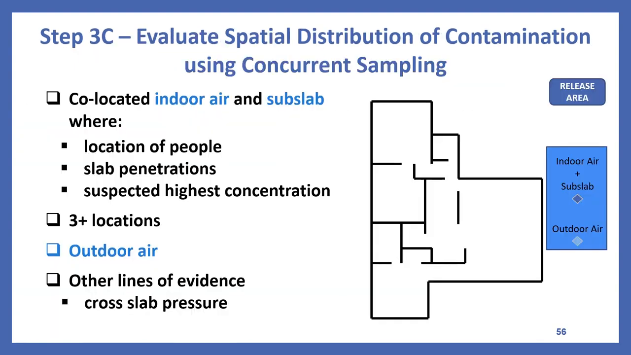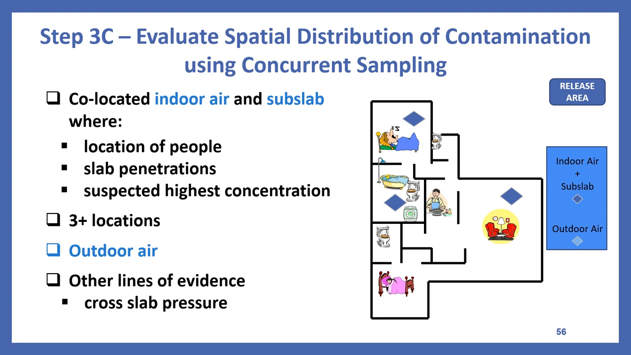Next is Step 3C, which is evaluating the spatial distribution of contamination inside and beneath the building. First off, it is important to have those co-located indoor air and subslab sampling locations where you have the location of people, where there are slab penetrations, and in the areas of suspected highest concentrations. It is important to start with 3+ locations based on, again, that building survey that was conducted in the previous step, and having those outdoor ambient air sample locations.